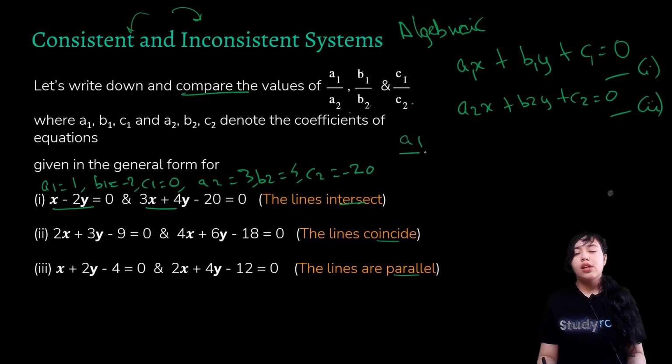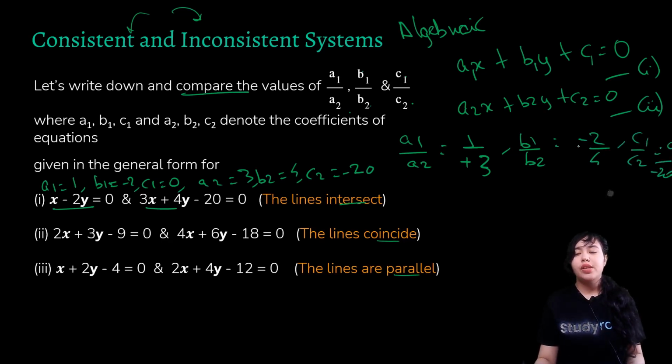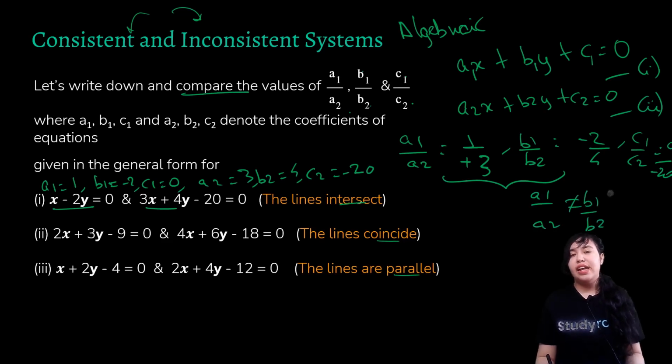What next? Quickly calculate a1 by a2. That will be 1 upon minus 2. Oh, sorry. It will be 1 upon 3. Then b1 upon b2, which will be minus 2 upon 4, c1 upon c2, which will be 0 upon minus 20. Now here, this itself will tell you that a1 by a2 is not equal to b1 by b2. When this is the case, we get intersecting lines. So that's how we make out if a pair of equations is going to render me intersecting lines. You just need to look for these ratios, and a1 by a2 and b1 by b2 won't be equal.